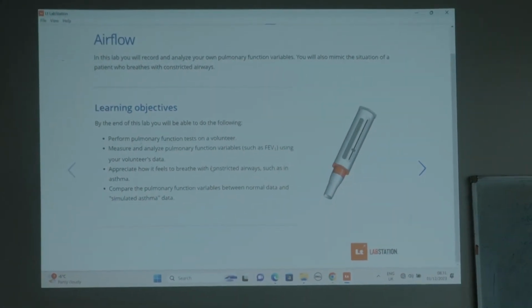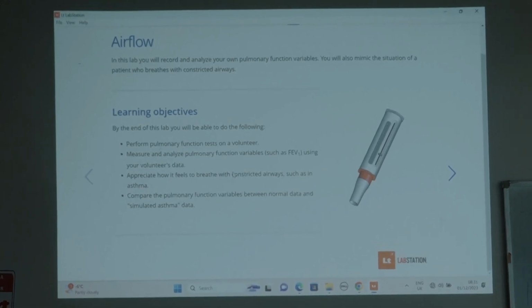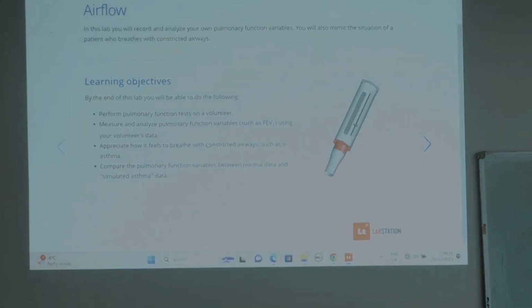Right, so we want to perform the pulmonary function test on our volunteer. We want to measure and analyze the PFT, such as the forced expiratory volume in 1 second. And we want to appreciate how it feels to breathe with a constricted airway. Well, I've said that this lab chart is self-explanatory. I may want to take the risk for somebody to come and run the test, but we'll definitely spend more time. Can we agree to that? Yes. So somebody should come here and do the procedure? Continue. I should continue? Perfect, good.